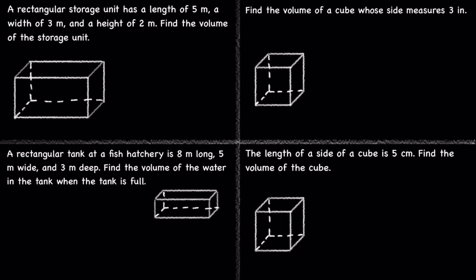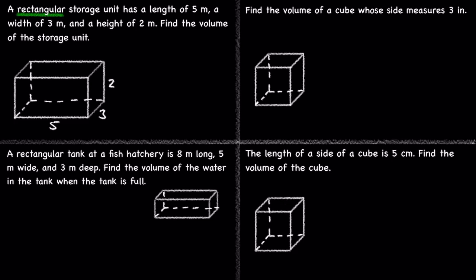In this video, we're going to do some exercises using what we learned about the volume of solids in our previous videos. A rectangular storage unit has a length of 5 meters, a width of 3 meters, and a height of 2 meters. Find the volume of the storage unit.